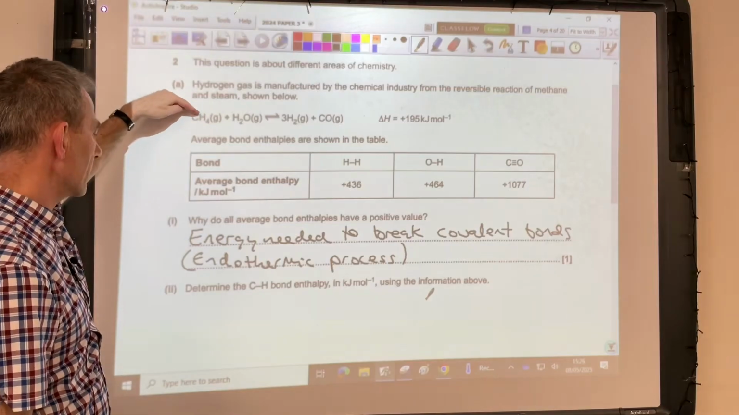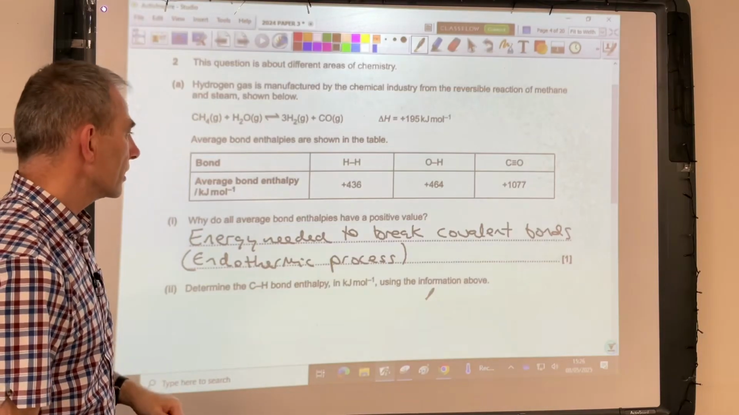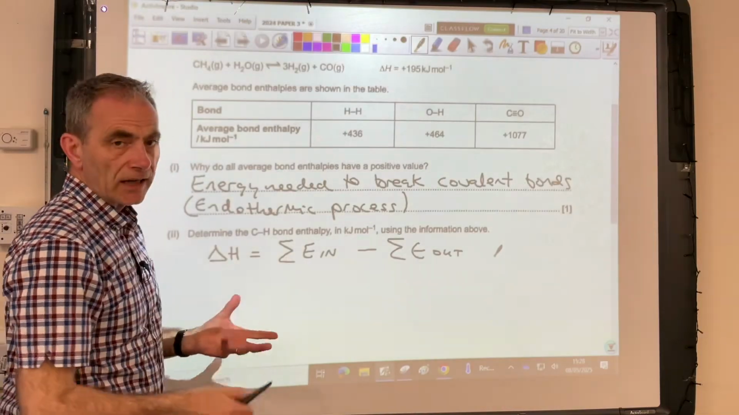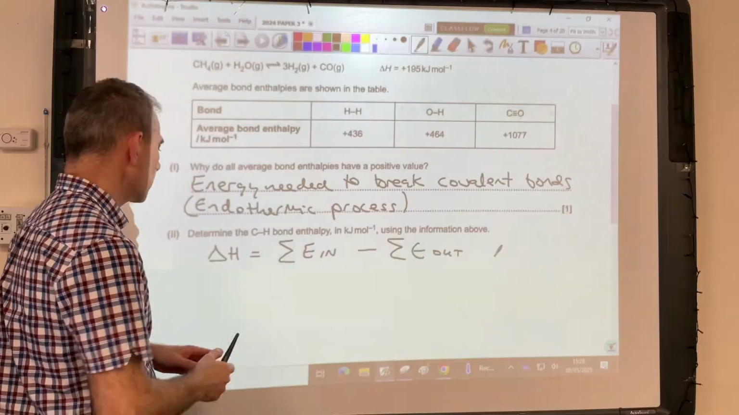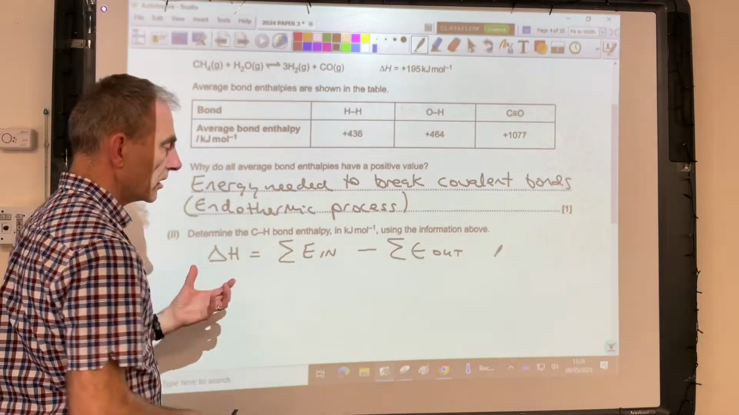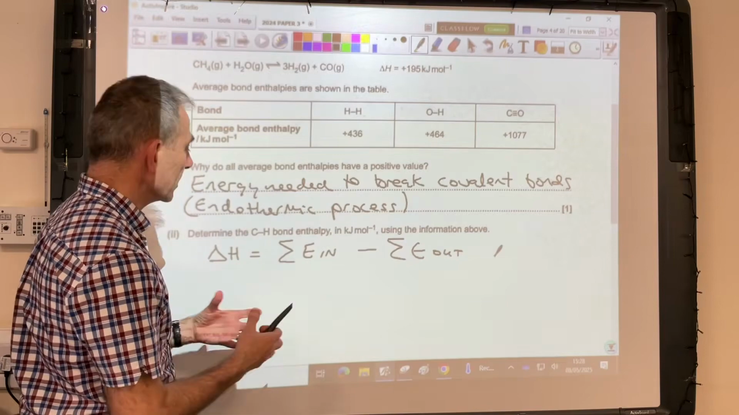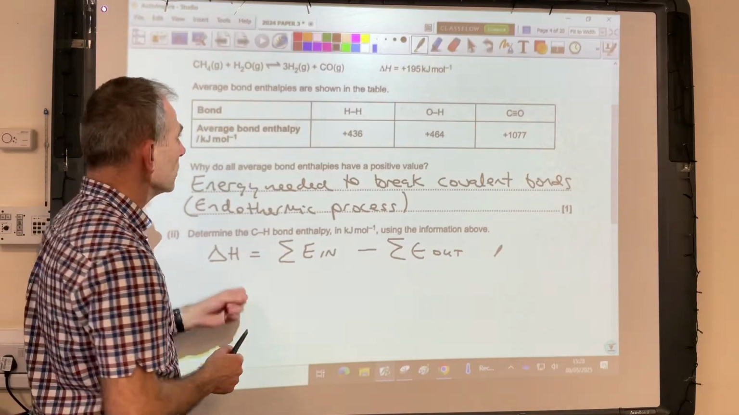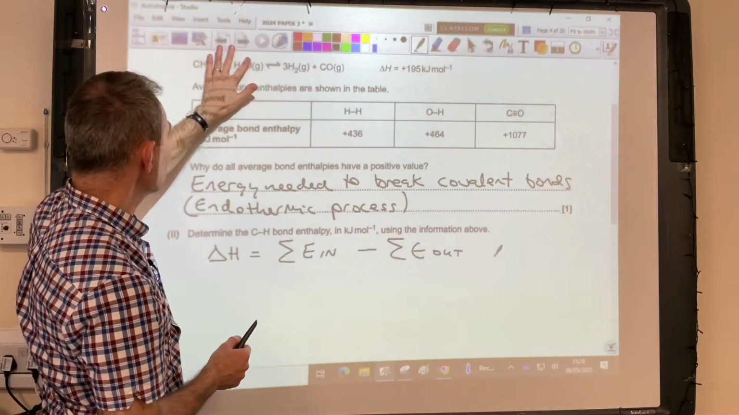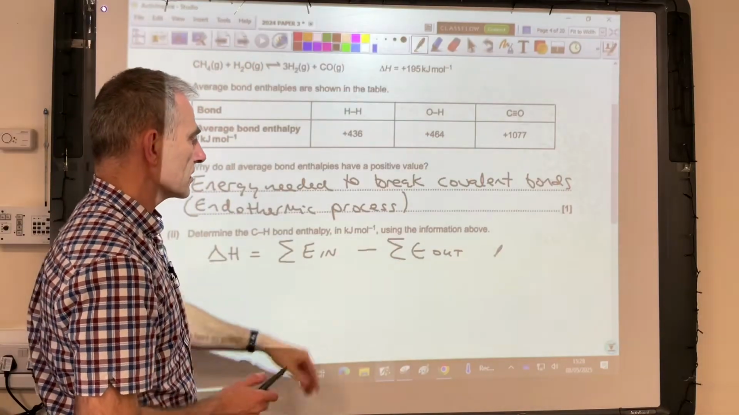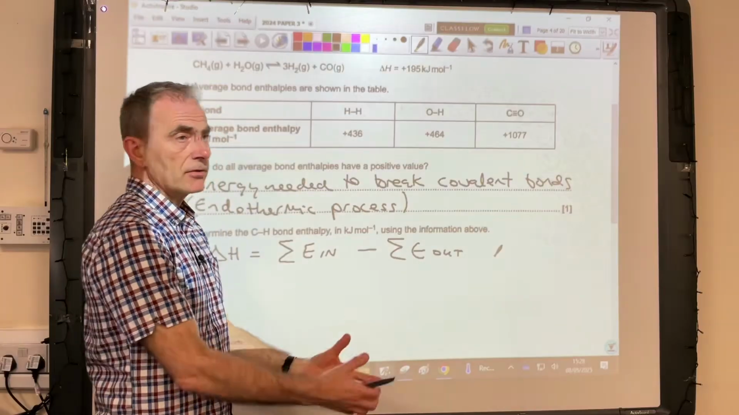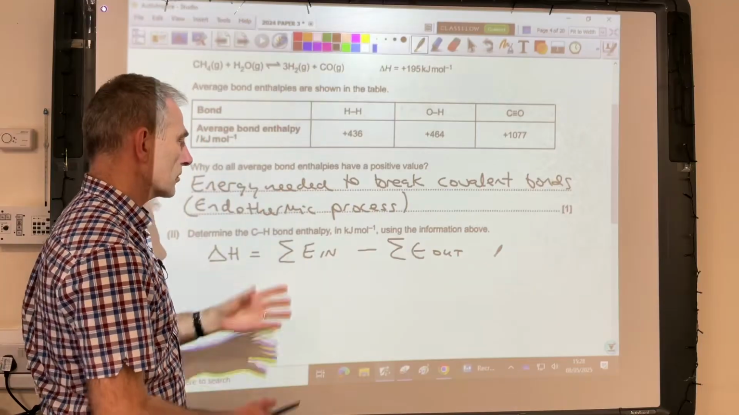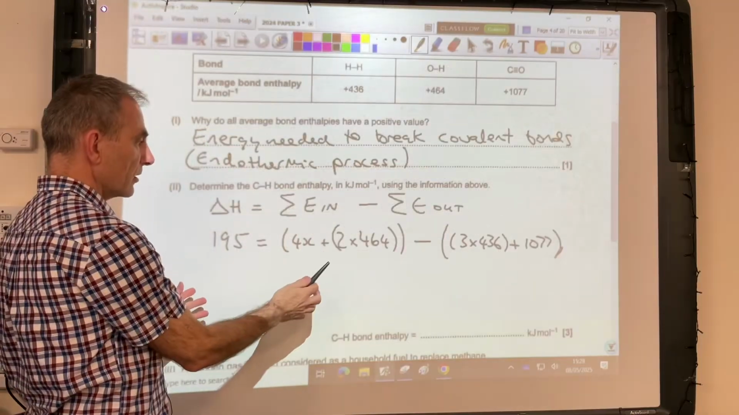So that's obviously in the methane, in kilojoules per mole, using the information above. When I teach this, I refer to this as an in minus out calculation. Just quickly explain that. The enthalpy change for a reaction, when you're using bond enthalpies, can be calculated by the sum of the energy that you've got to put in to break all the bonds in the reactants, minus the sum of the energy you get back out when you make the bonds in the products. So in minus out.